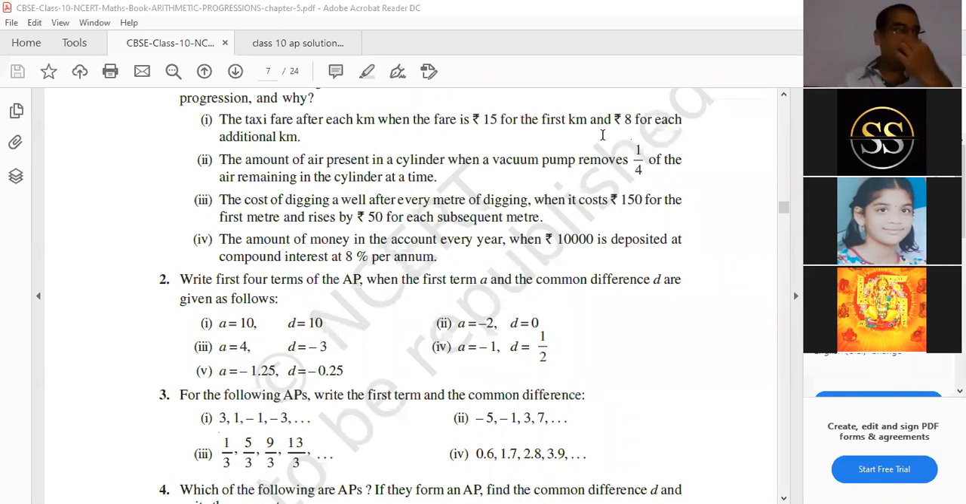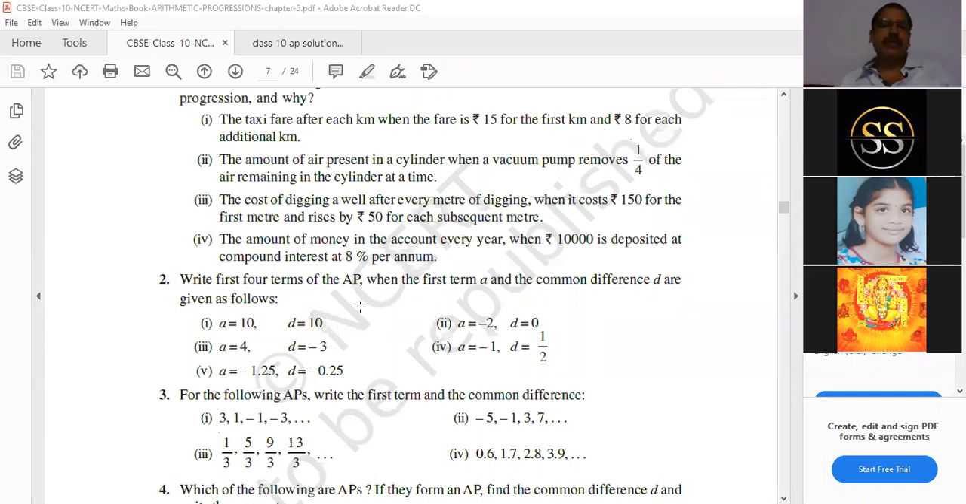Then the last point I told, arithmetic mean. If A, B, C are in AP, then B is equal to A plus C by 2, where B is called the arithmetic mean of A and C. Okay, these are the minimum. These 5 formulae you have to learn in this topic.